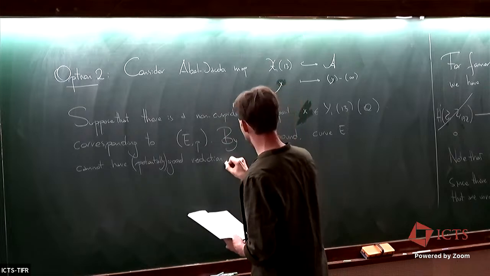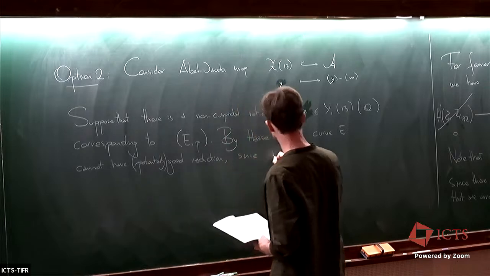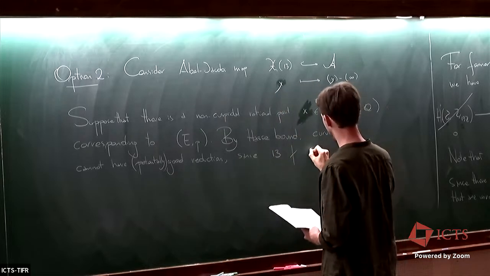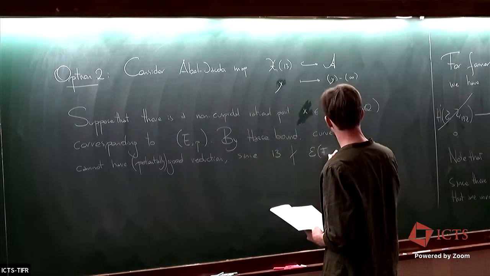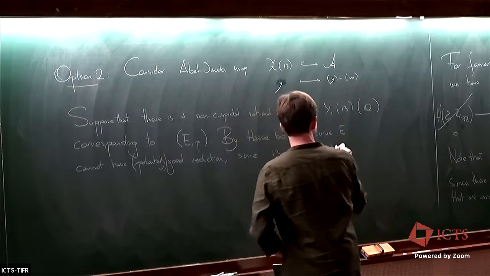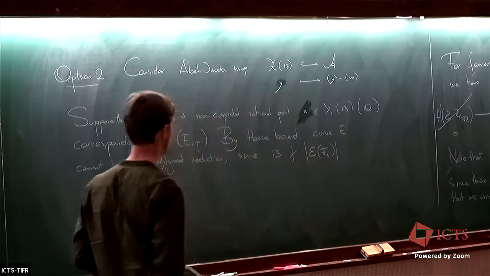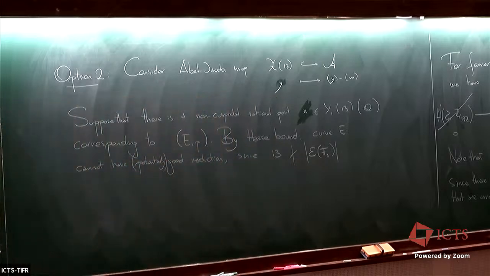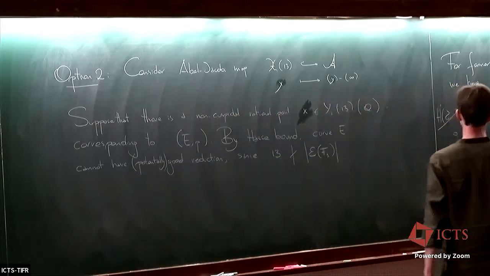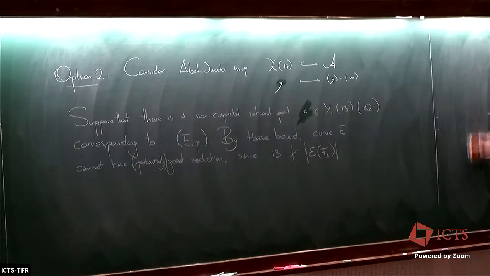Okay, so let me just complete this sentence because I didn't write it down on the board. Since 13 is not allowed to divide the number of F3 rational points on the Néron model of such a curve, it has potentially good reduction. Okay, so what we conclude from this is that the reduction modulo 3 is actually going to be a cusp. So there's 12 options. Yeah?